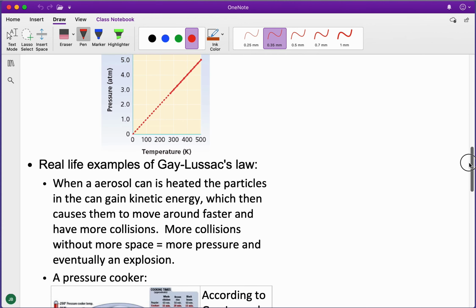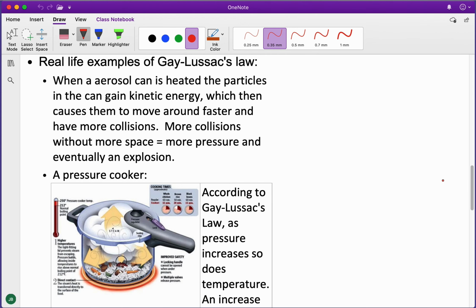And let's look at some real life examples of Gay-Lussac's law. Aerosol cans. So if you've ever looked at an aerosol can, maybe for hairspray or shaving cream, all of them are going to tell you not to heat the can. Why? When an aerosol can is heated, the particles in the can gain kinetic energy, which then causes them to move around faster and have more collisions. More collisions without any more space equals more pressure and eventually an explosion.